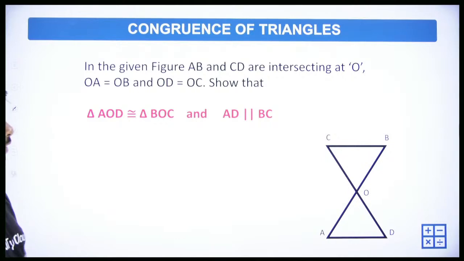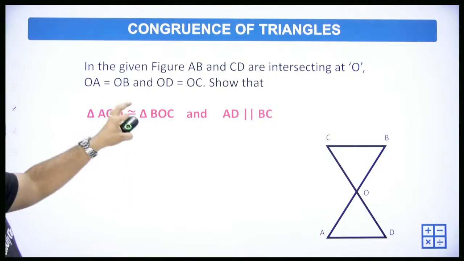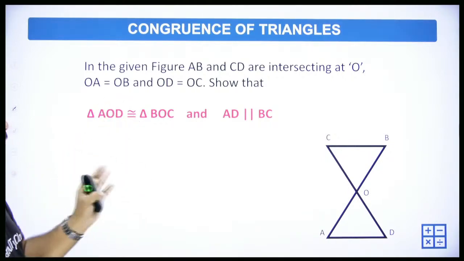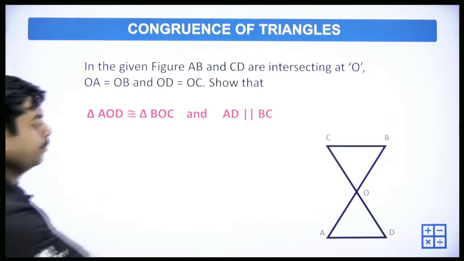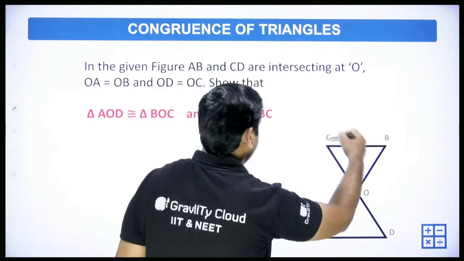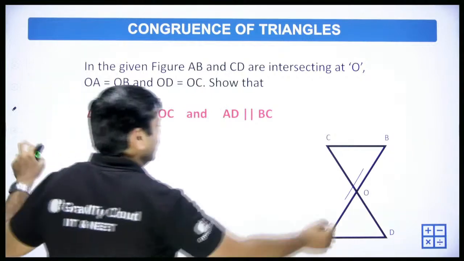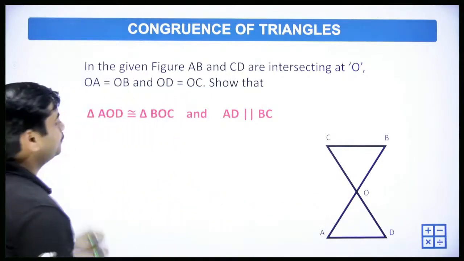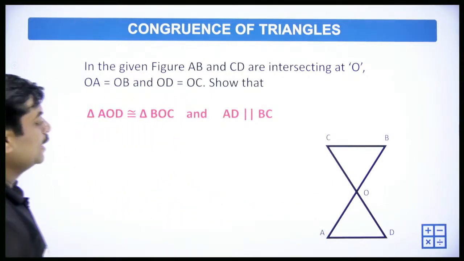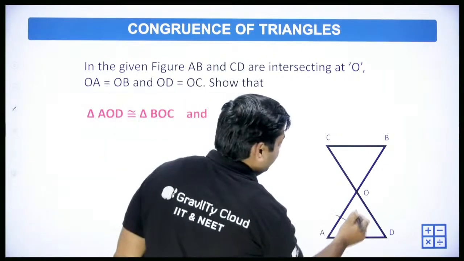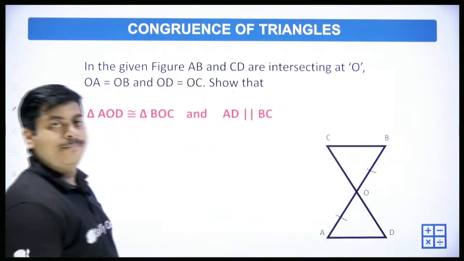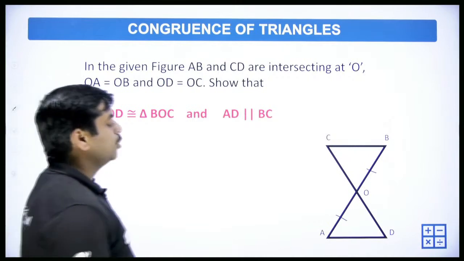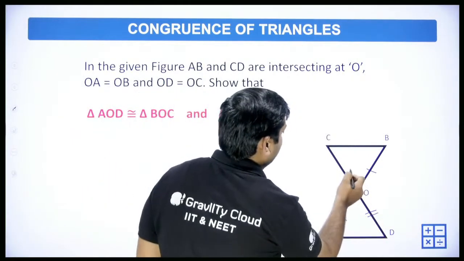Let's try to understand what the figure is first of all. In the given figure, AB and CD are intersecting at O. Okay. So AB and CD are intersecting at O. OA is equal to OB. This information is given for us. And OD is equal to OC.